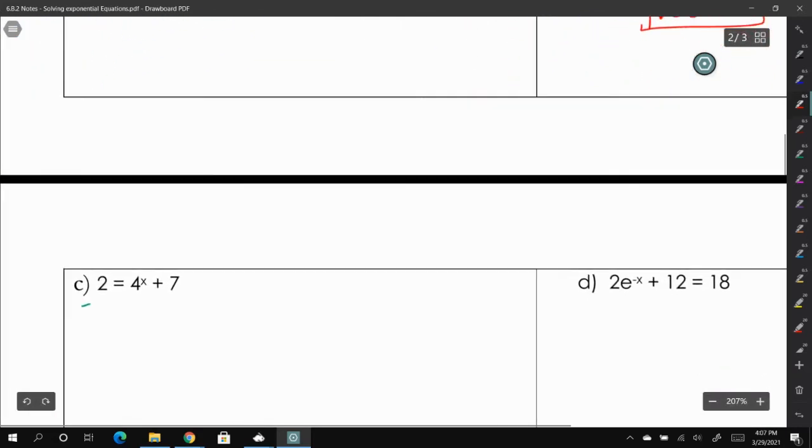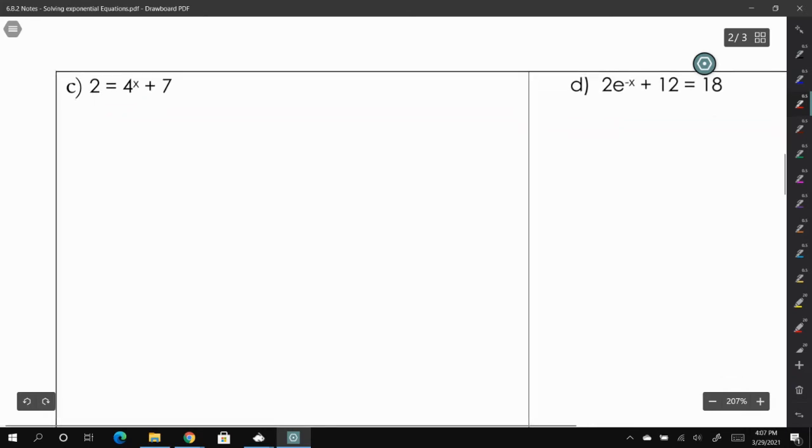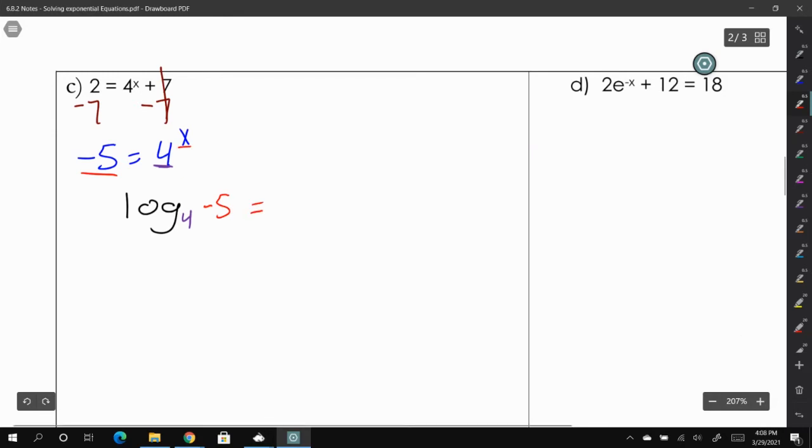So let's look at the next page. And we don't have our exponent and base by itself yet, so let's subtract 7 from both sides. And that will give us -5 equals 4 to the x power. So now that we have 4 to the x power by itself, we can change this to a log. So log base 4 of -5 equals our exponent, which is x.